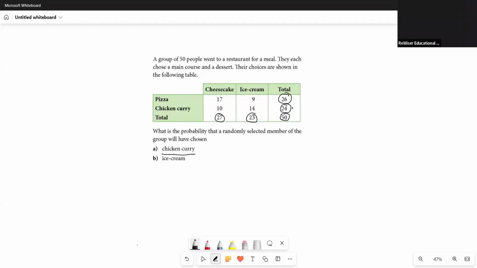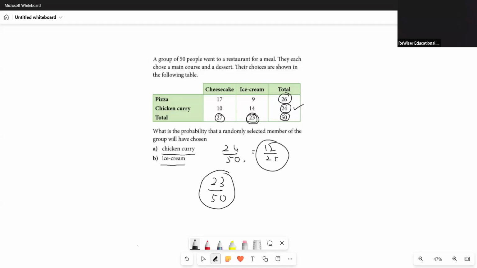So if I go for the chicken curry, the total number of people choosing chicken curry is 24. So the probability has to be 24 over 50. We can reduce it further, so that becomes 12 over 25. And that's the answer for the chicken curry. If they say ice cream, we go for the vertical one. As we can see, the total for ice cream is 23. So the answer has to be 23 by 50.